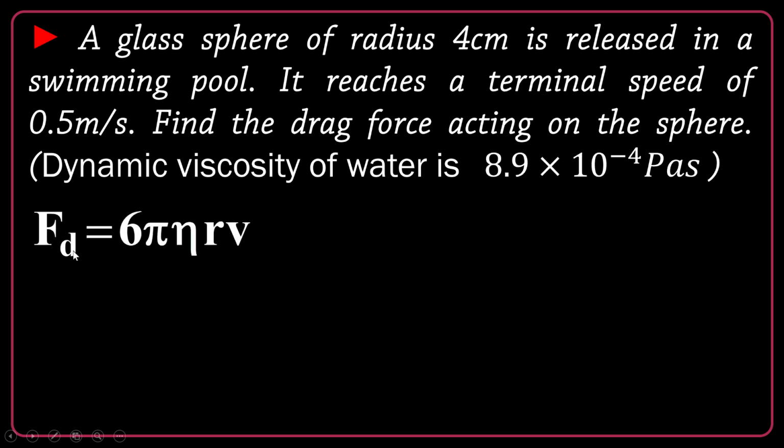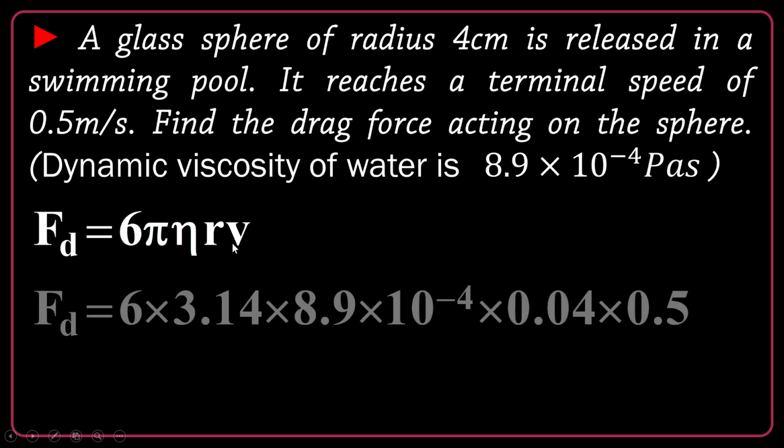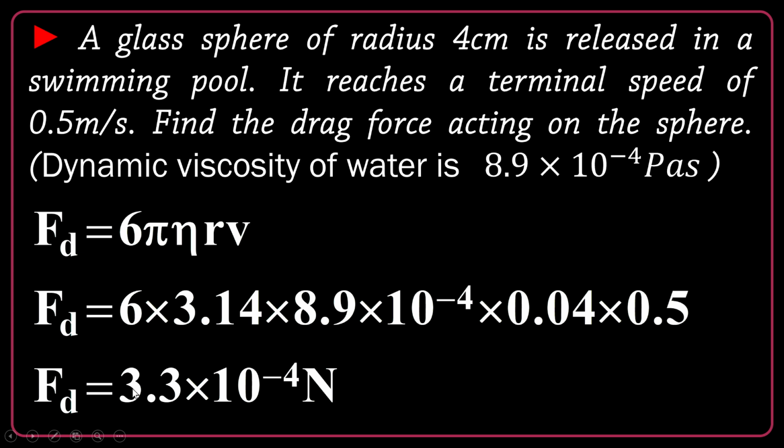Okay, let's start with the formula 6πηRv. Eta is given in Pascal-seconds, so there is no problem with SI units. R is in centimeters. I must convert it to meters. Here you see it is 4 centimeters, so it must be 4×10⁻² or 0.04. And the last is the speed, which is 0.5 meters per second. So fortunately, it's in SI units. And finally, the drag force will be 3.3×10⁻⁴ Newtons.